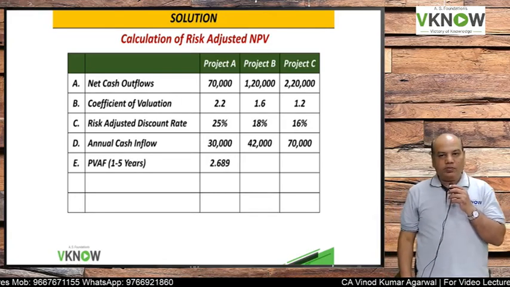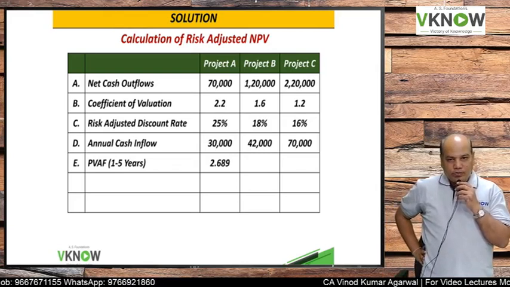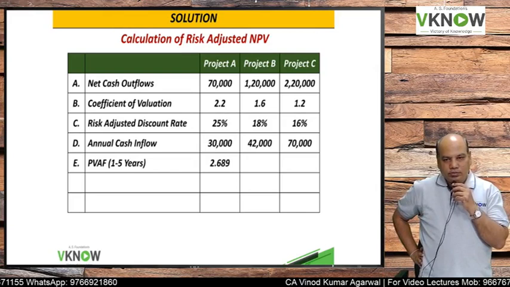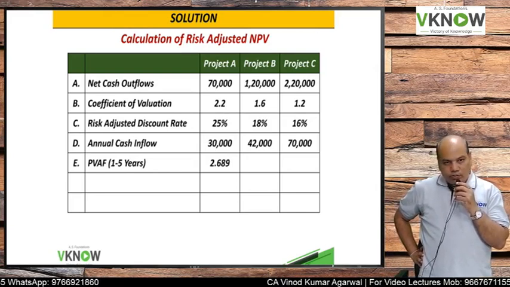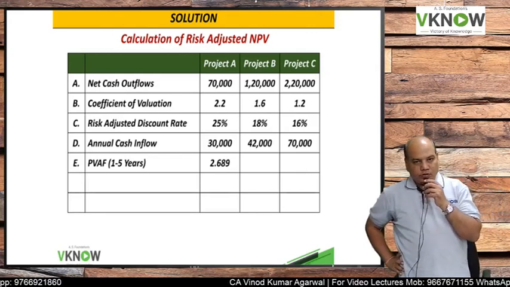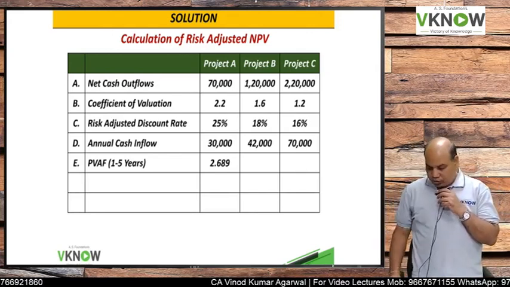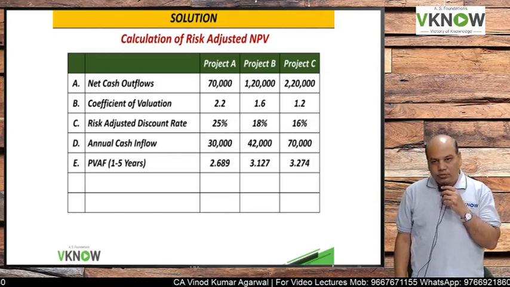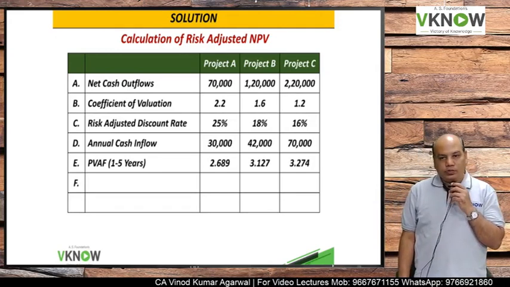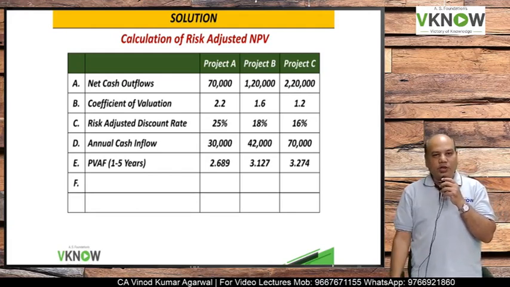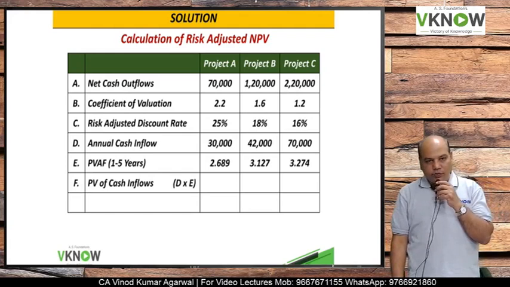Now write down PV annuity factor. PV annuity factor for 1-5 year. This is already given in the question. 2.689, 3.127, 3.274. Yes or no? If you multiply D and E, you will get PV of cash inflow.